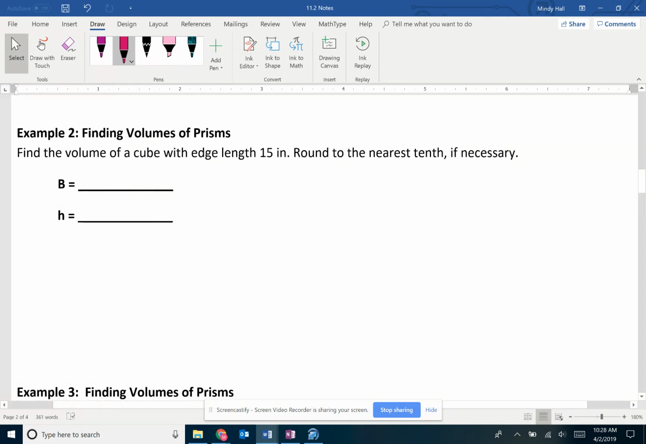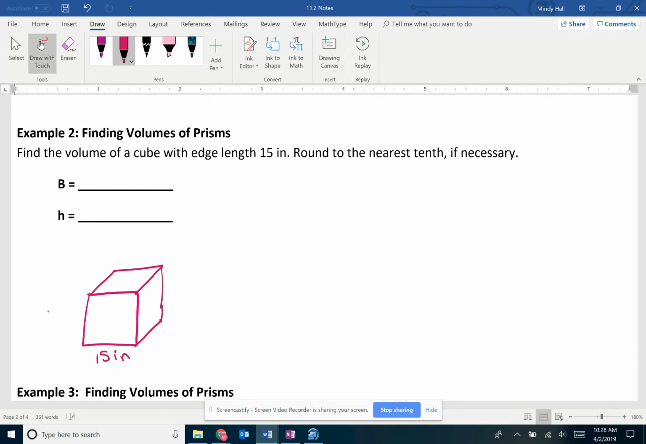Now, for this one, we have a volume of a cube with an edge length of 15. So if it makes it easier for you, you can draw yourself a little picture. You don't have to, but I know some people like to label it. Makes it a little bit easier. So we have our cube that is 15 inches on every edge. And remember, an edge is basically where the two faces meet. So there's a bunch of them.